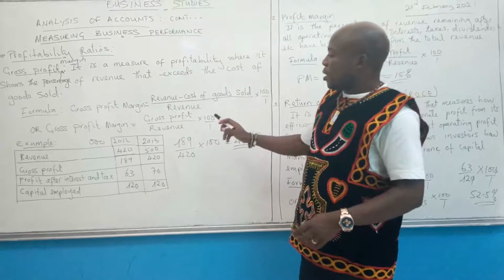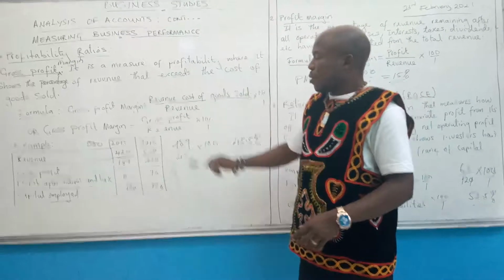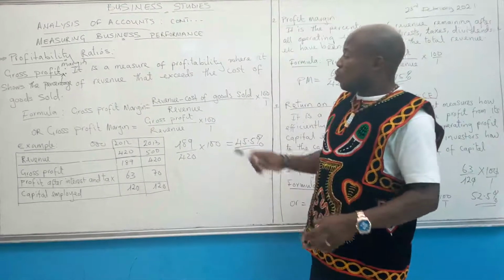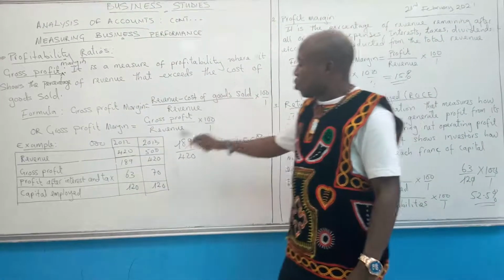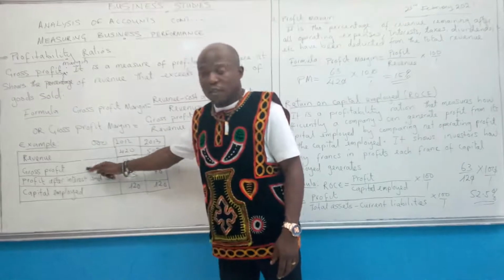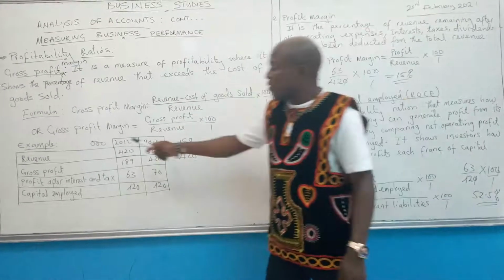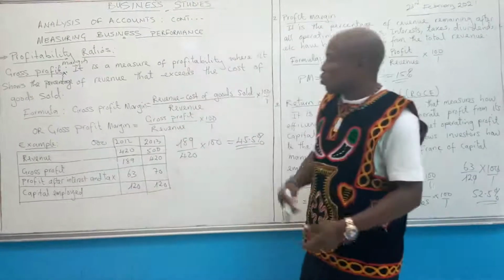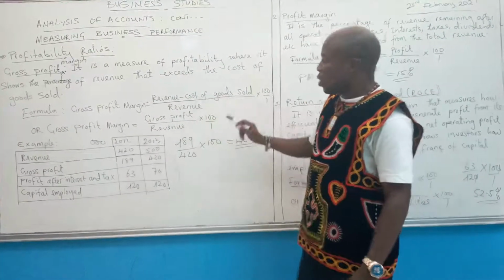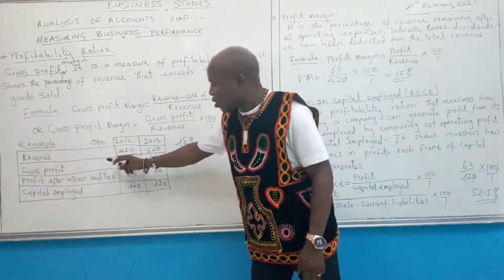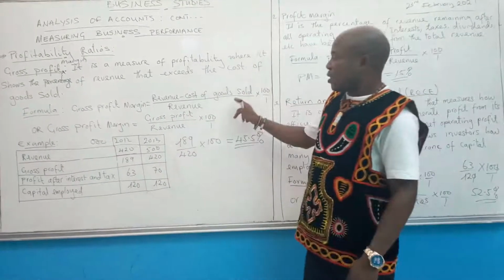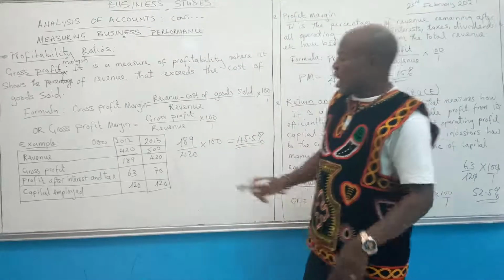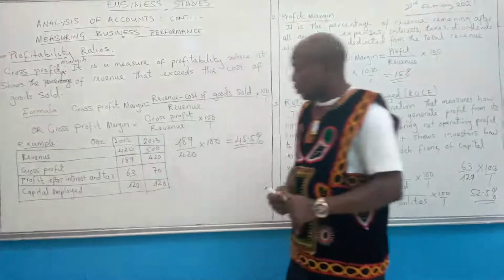In case you are given the cost of goods sold on the table without gross profit, you have to use the revenue and the cost of goods sold to get the gross profit, which means you subtract the cost of goods sold from revenue to get your gross profit. That is for the first formula. So we are going to use the second formula because we already have our gross profit on the table.